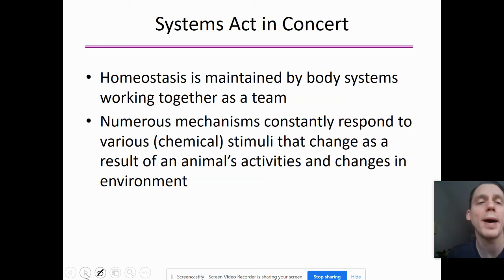Homeostasis is maintained by body systems working together as a team. Numerous mechanisms constantly respond to various stimuli that can change as a result of the animal's activities and as a result of the changes that happen in the environment.